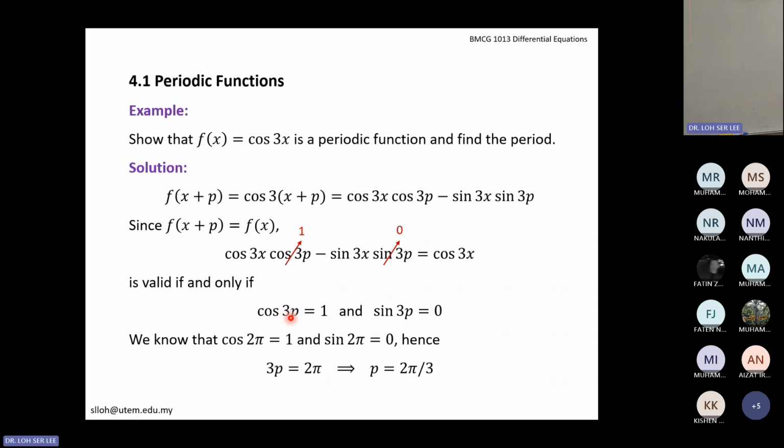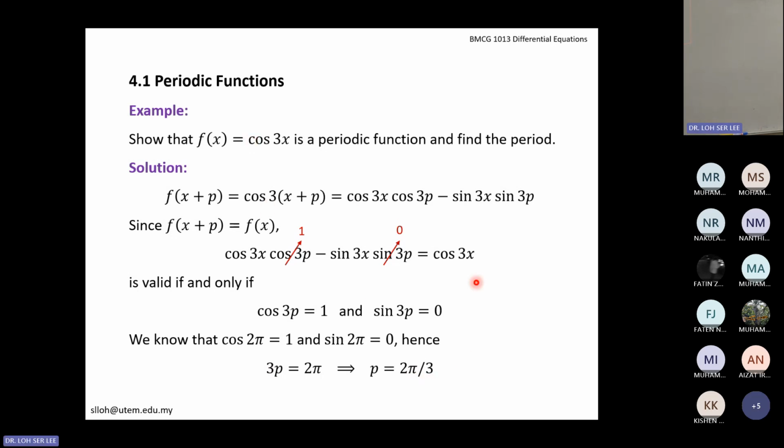Cos 2 pi is 1. So for the cos function to get 1, your angle should be 2 pi. And the same goes for this one: when this angle is 2 pi, sin 2 pi is 0. This is what we want. We want this to be 0, and this one should be 1. So your 3p should be 2 pi, and from here, your p is 2 pi over 3. Your period is 2 pi over 3.